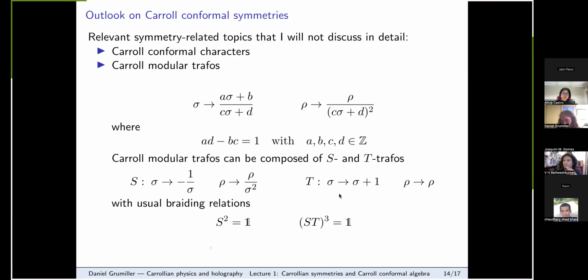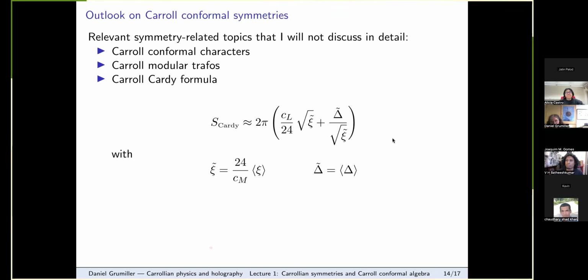And I'll leave it to you as an exercise to show that these building blocks obey the usual braiding relations that also the standard modular transformation in the relativistic case obey, namely S squared is 1. So if you apply this S transformation twice, you get back the identity, and ST cubed is equal to 1. So the first one you can probably see by inspection. The second one you have to do like 3 lines of calculation, but it's not hard.